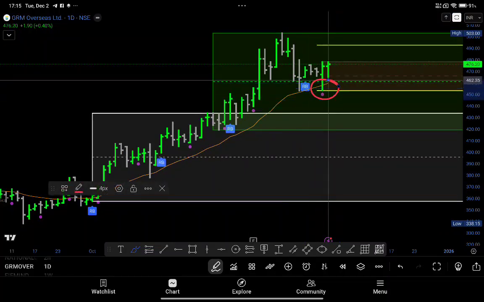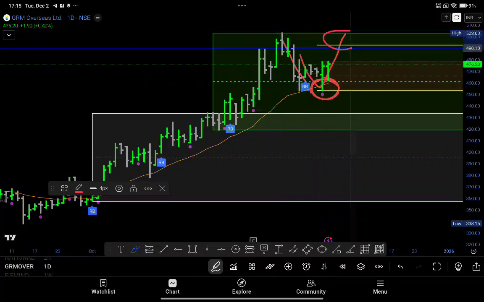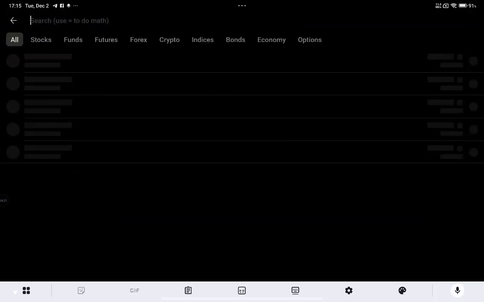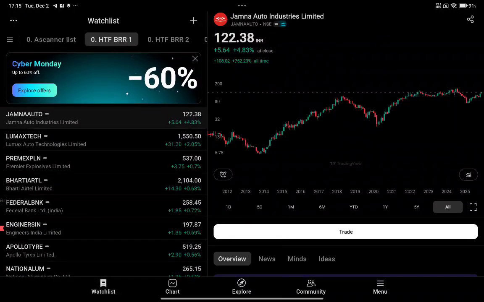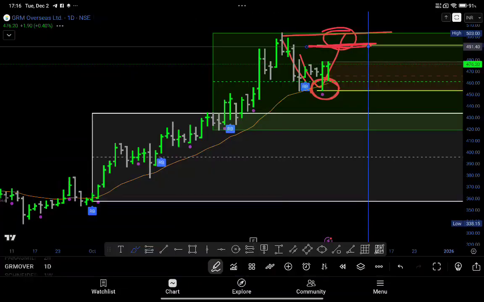If you see this, how beautifully after getting a pullback, it's just bouncing from a very important level. It's trying to move up, so there are high chances it goes somewhere over here. Then we have so many stocks like this. I'll show you more. Just a minute. Okay, let us open any one randomly.